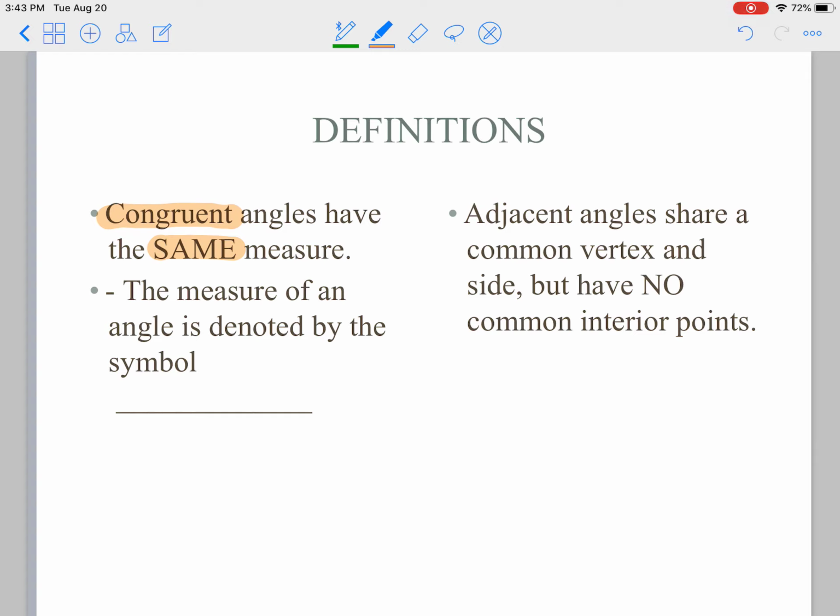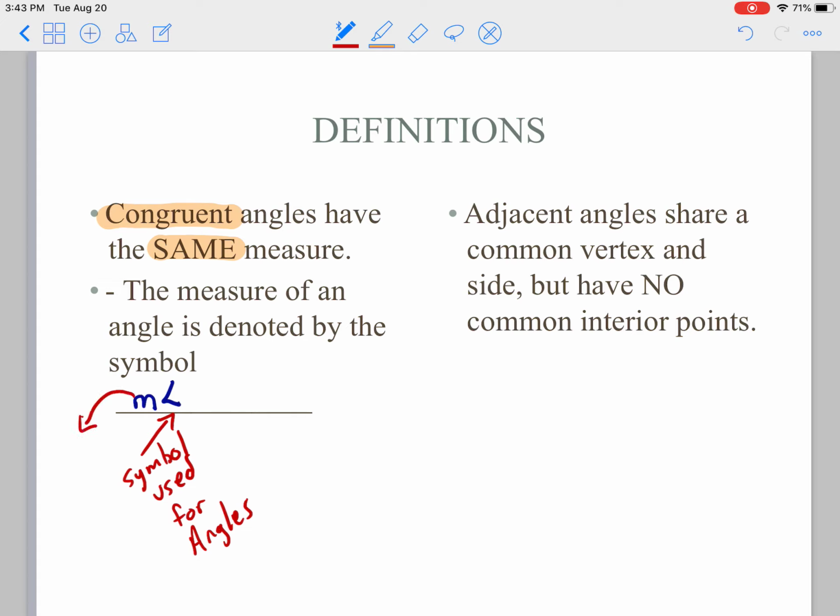And so the measure of an angle, if we were talking about the measure of an angle, we're actually going to use the measure of angle. And this is the angle. This is the symbol that we will use for angles. Okay, so anytime we're working with angles, we will use that symbol. Also, it will always open in the same direction.